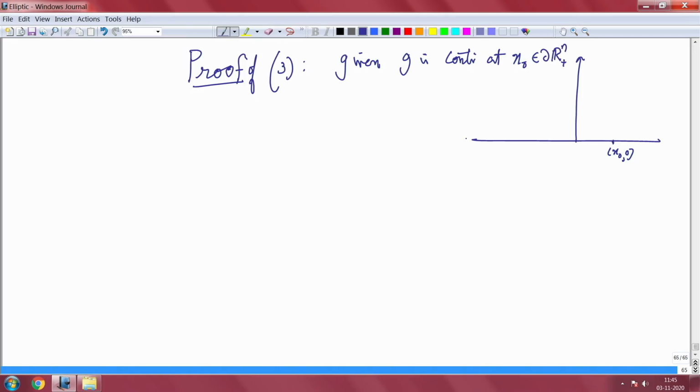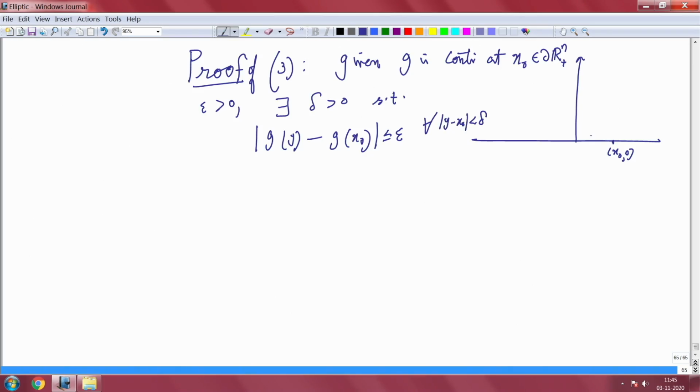Now, look at the point. So, first g is continuous. So, you have x naught here. Given epsilon positive, you can immediately see that there exists delta positive such that modulus of g(y) minus g(x naught) is less than or equal to epsilon for all y with mod of y minus x naught less than delta. So, you have a delta here, and I call this set A, this interval, from x naught minus delta to x naught plus delta, and the complement of it I call B.